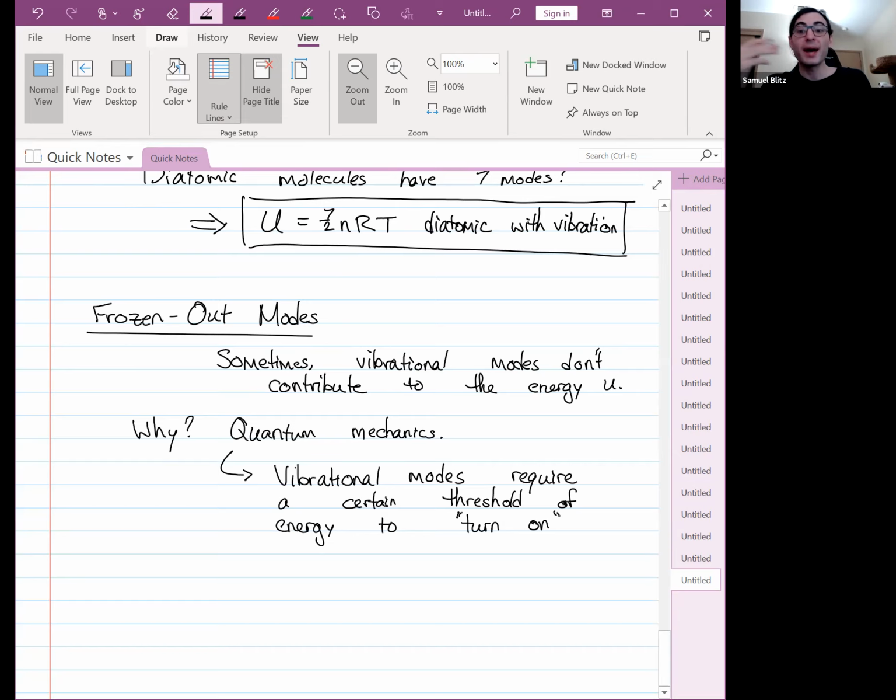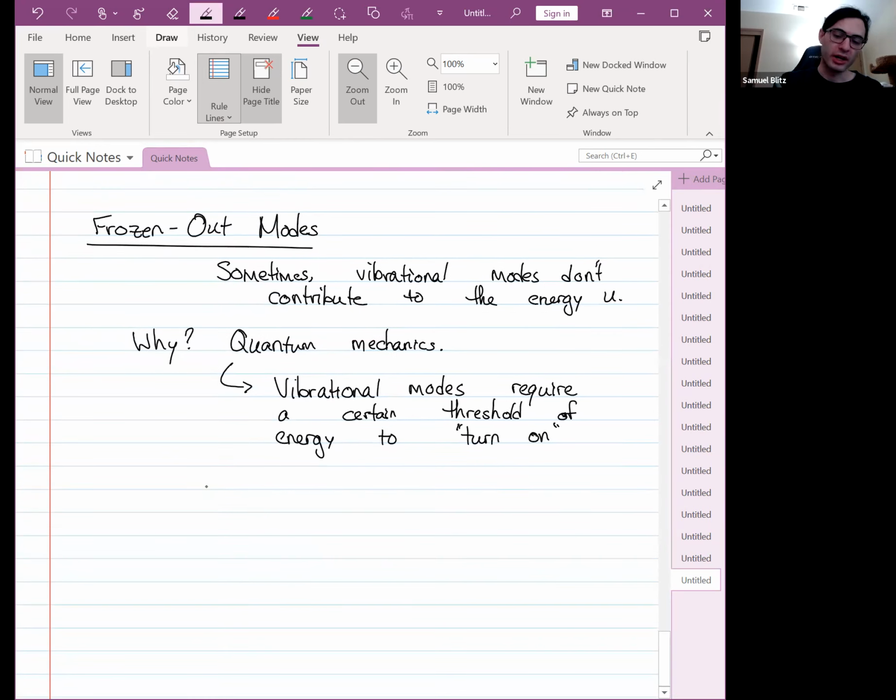And so what happens is that these vibrational modes turn on, they activate as temperature increases. And by the way, this is true for rotational modes as well. Rotational energy is also discretized in this way. But it just turns out that the threshold energy for rotational motion of polyatomic molecules is much, much, much lower than the threshold energy for vibrational modes.